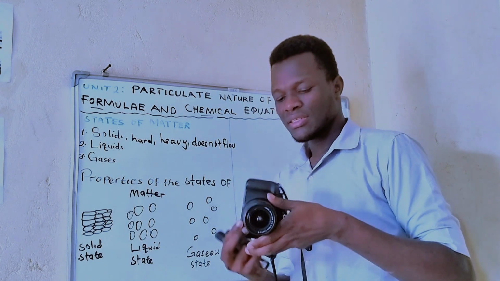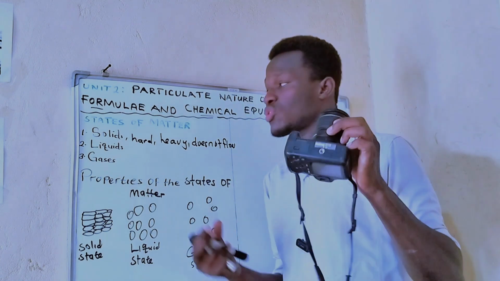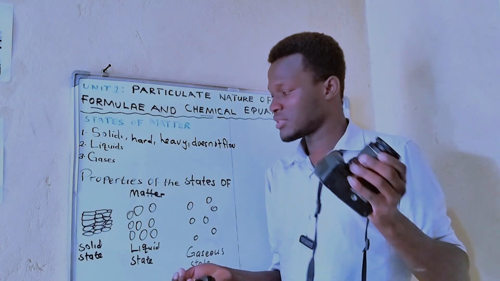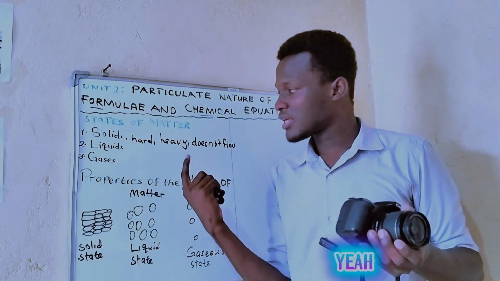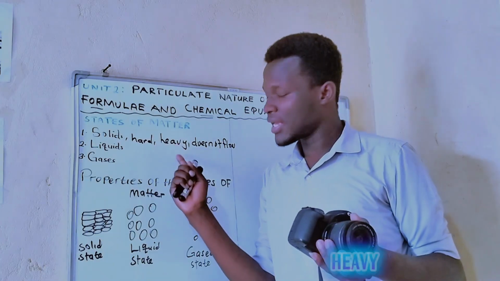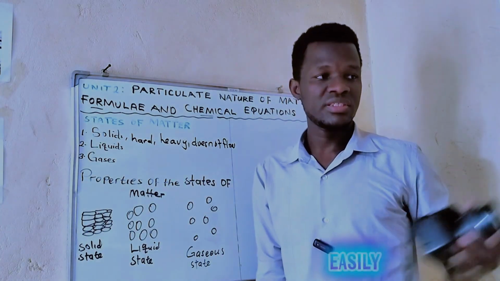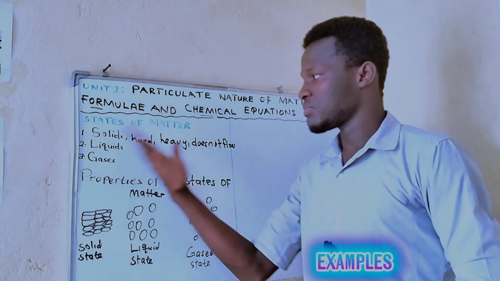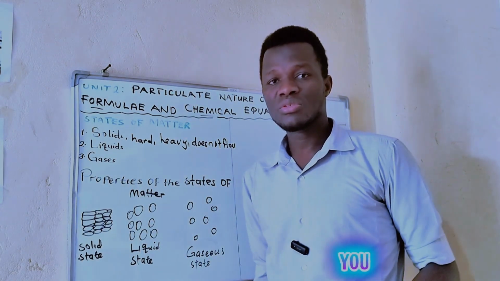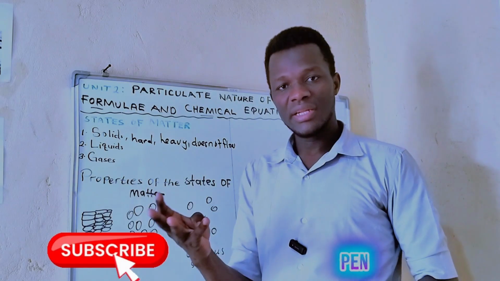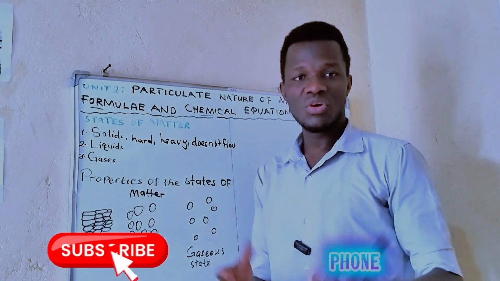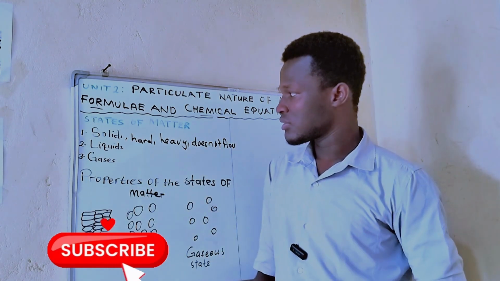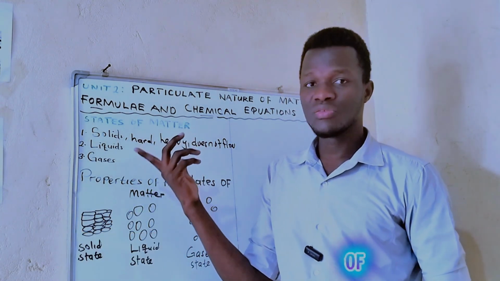Just like we have, this is a camera, and a camera is an example of solid. It is not only camera, it can be the board. Yeah, the board is hard, heavy, and does not flow easily. That is how simple I break down the examples of solid. You can check around you, starting from your pen, the book, you use the mobile phone. Yeah, is an example of solid as a state of matter.